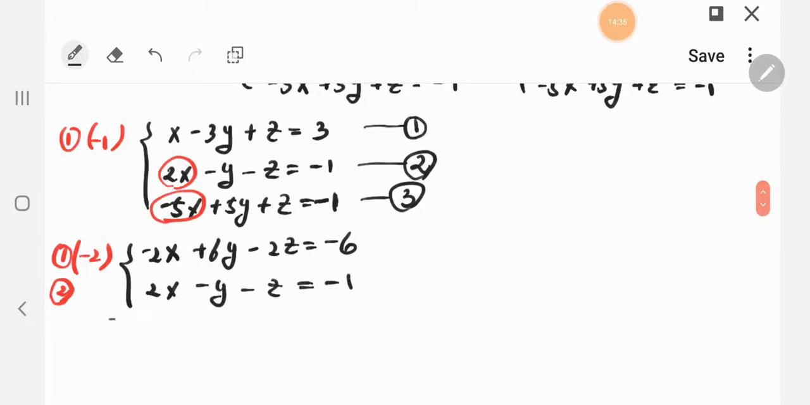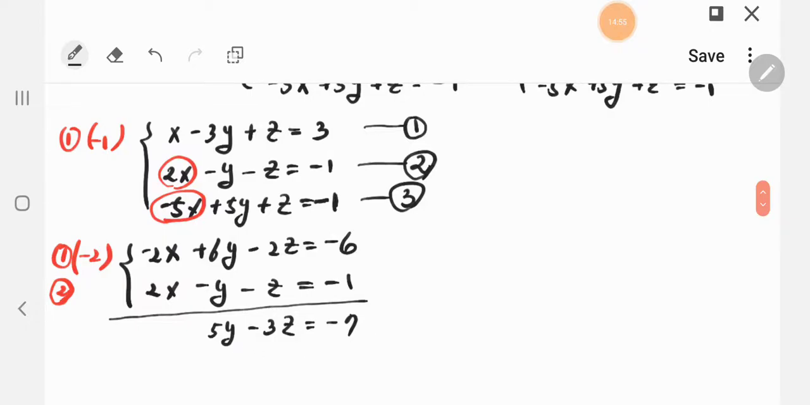Then add these two equations. Then we can cancel out the x terms. So 5y minus 3z is equal to negative 7. So we have this equation, and this will be replaced. So the second equation will be replaced by this result.